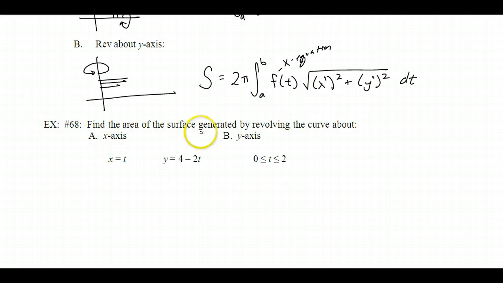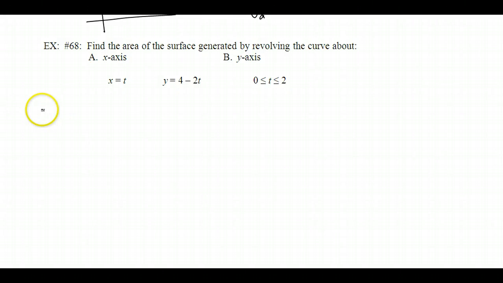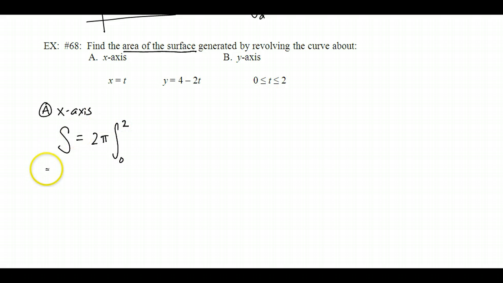Examples, we want to find the area of surface generated by revolving the curve about the x-axis and then the y-axis. So for the first one, for A, x-axis, area of surface of revolution, so that's our capital S. Remember, we do have 2 pi. We integrate according to our parameter, so 0 to 2. If you go about your x-axis, remember that means your radius would be in terms of y. So that would be 4 minus 2t. Make sure you have parentheses around that.